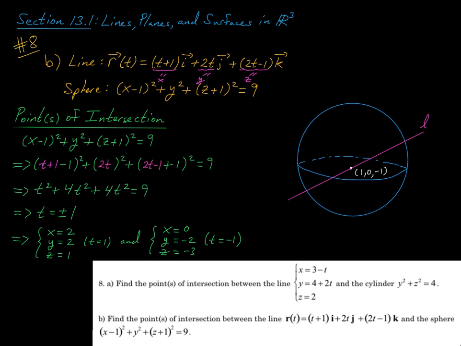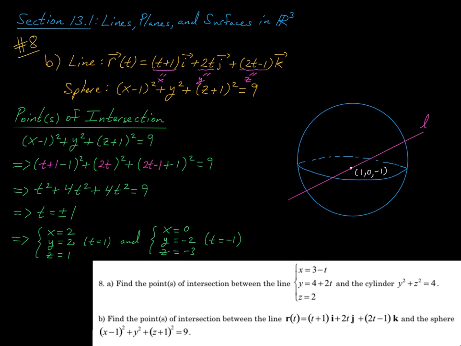So I'm going to set x equal to t plus 1, y equal to 2t, and z equal to 2t minus 1. So this all simplifies to t squared, these ones drop out, plus 4t squared, plus another 4t squared, these ones drop out. That's equal to 9. And on the left side we have 9t squared, so we have that 9t squared is equal to 9, and so t squared is equal to 1. Taking square roots, we find that t is equal to plus or minus 1. So we in fact get 2 points of intersection.